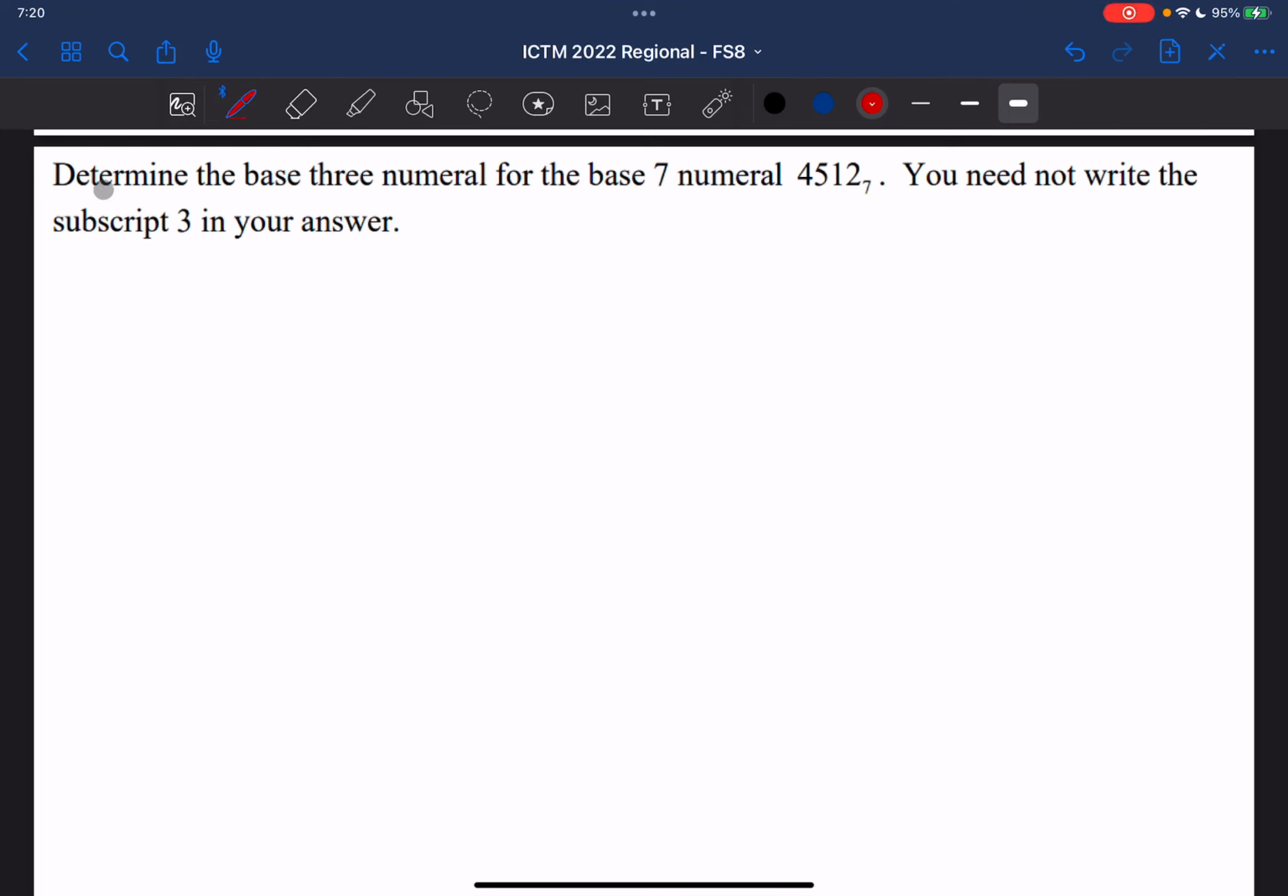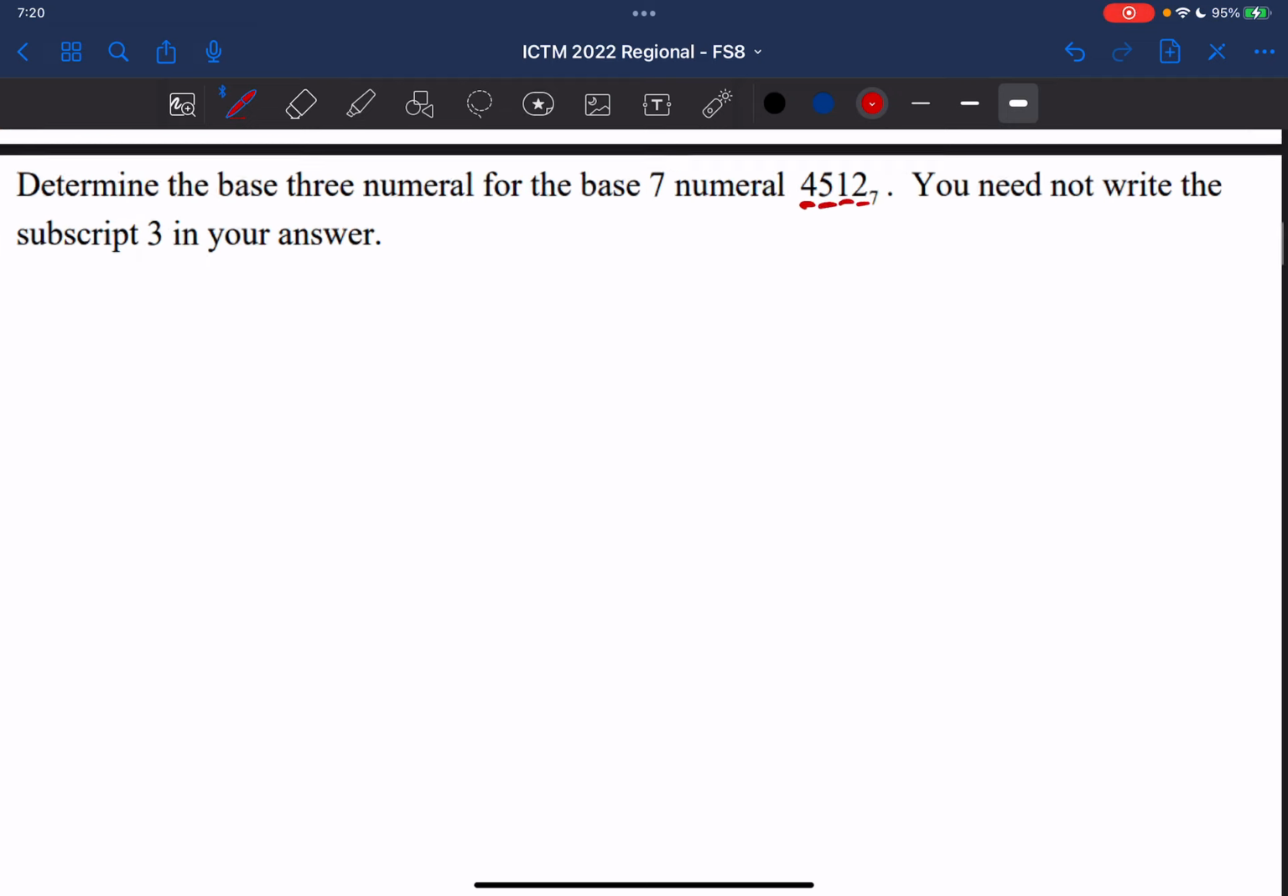For this problem, determine the base 3 numeral for the base 7 numeral 4512 base 7. Now we want it in base 3. So first we have to figure out what this is in base 10, and then we have to figure out what this is in base 3. So what we do is we say, all right, what do each of these numbers mean?